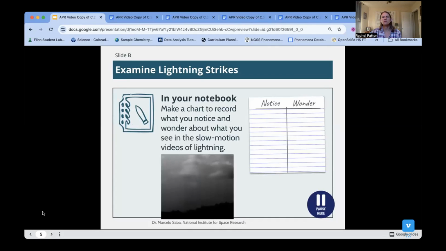And the next thing you're going to do is make yourself a T-chart like the one you see here on the slide, a notice and wonder chart. On this chart, you're going to record your noticings and your wonderings as you watch this slow motion video of lightning that's playing on the slide here. The video will replay automatically. If you need to pause the video to give yourself more time to record your noticings and wonderings, feel free to do so.